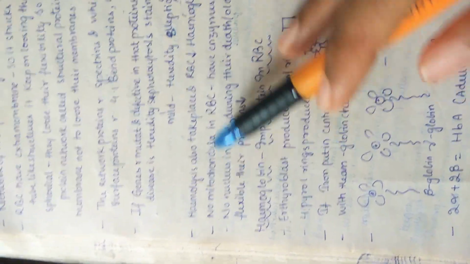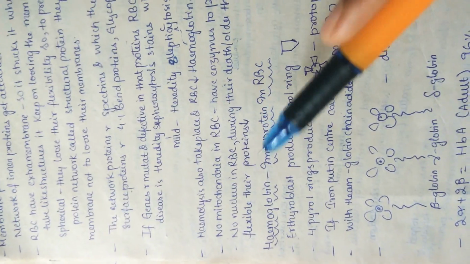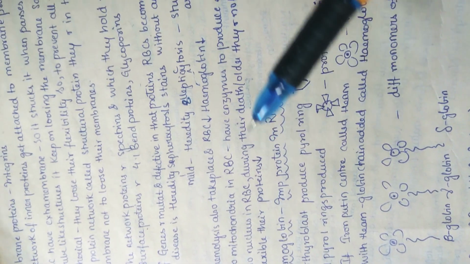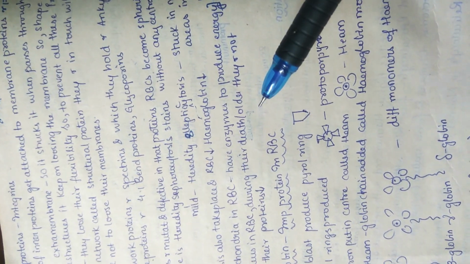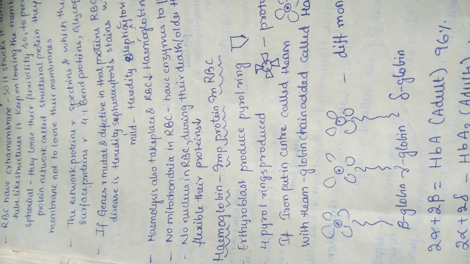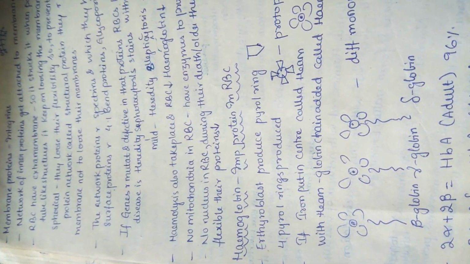And also remember, there is no mitochondria in RBC, and they have enzymes to produce energy. Other enzymes are present instead of mitochondria. So no nucleus in RBC. During their death, or when they become older, they are not flexible and their proteins decrease. So older RBCs have abnormal shapes and abnormal proteins, so the flexibility decreases and they easily get stuck and are eaten up by macrophages.